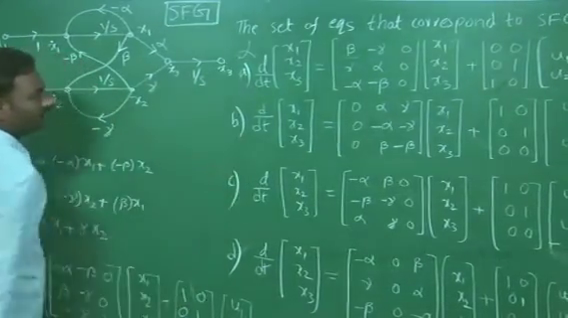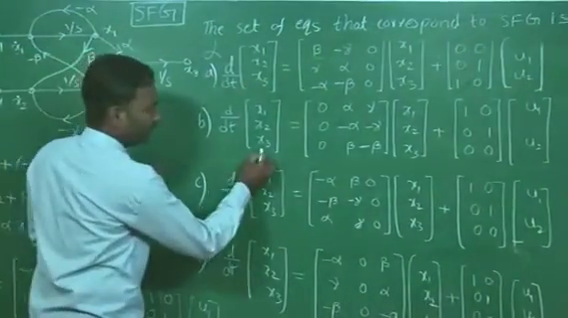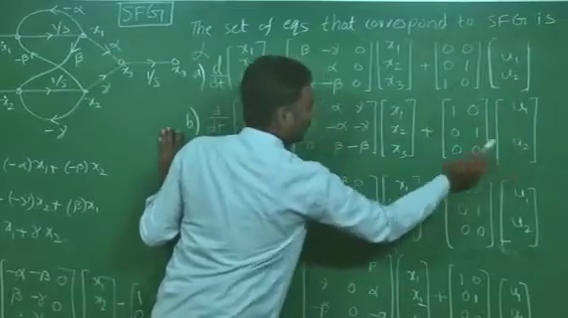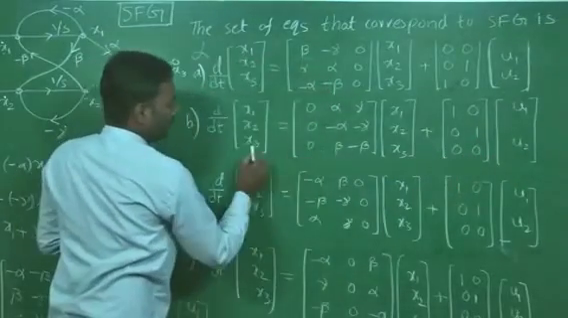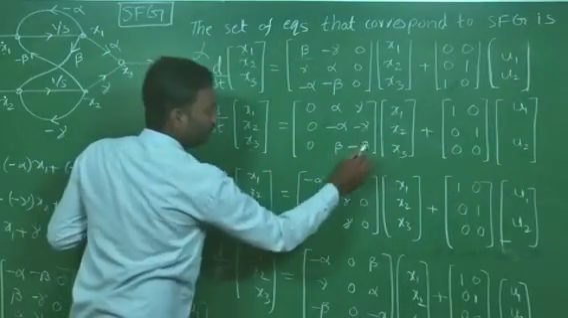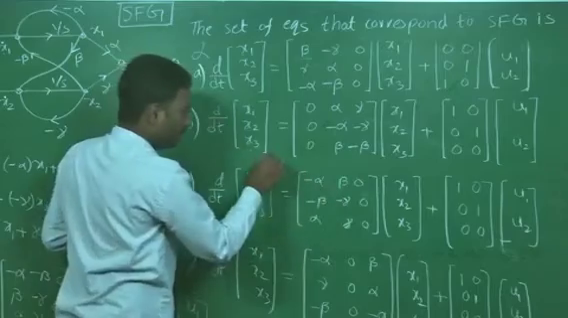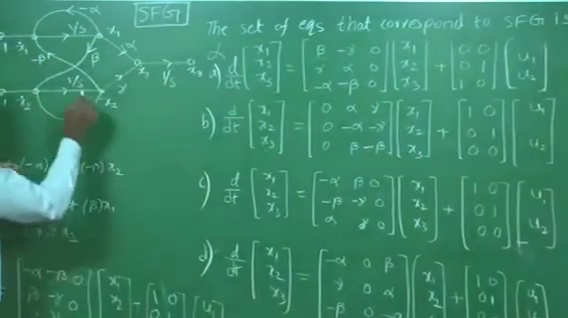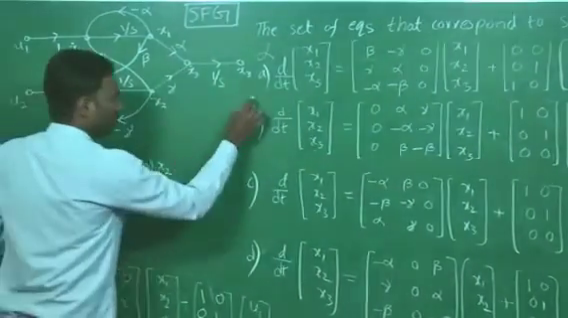And option B, x3 dot doesn't have any relation with the inputs. So x3 dot is beta into x2 minus beta into x3 as in this option. But here also it has a beta term in its equation. So option B is also wrong.